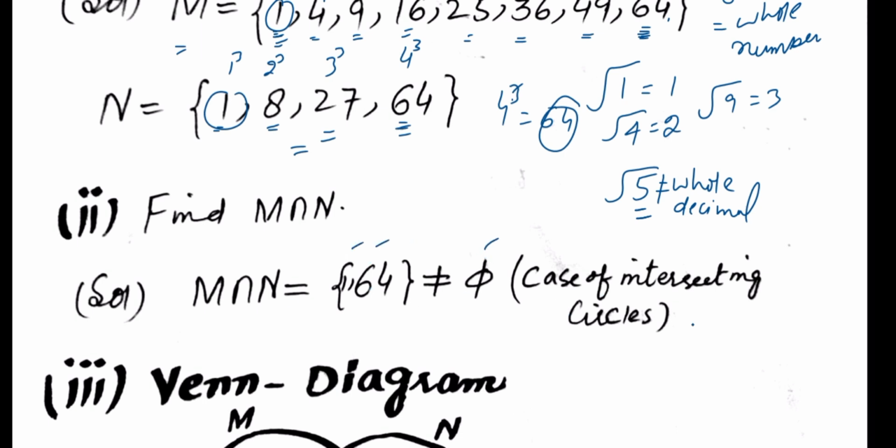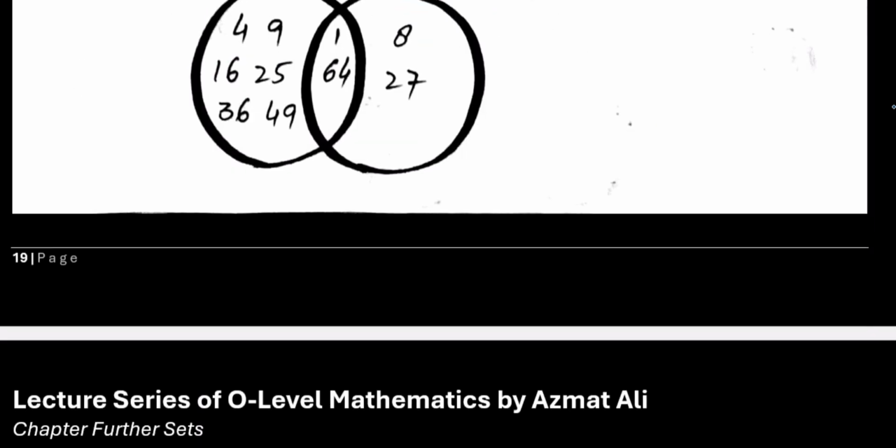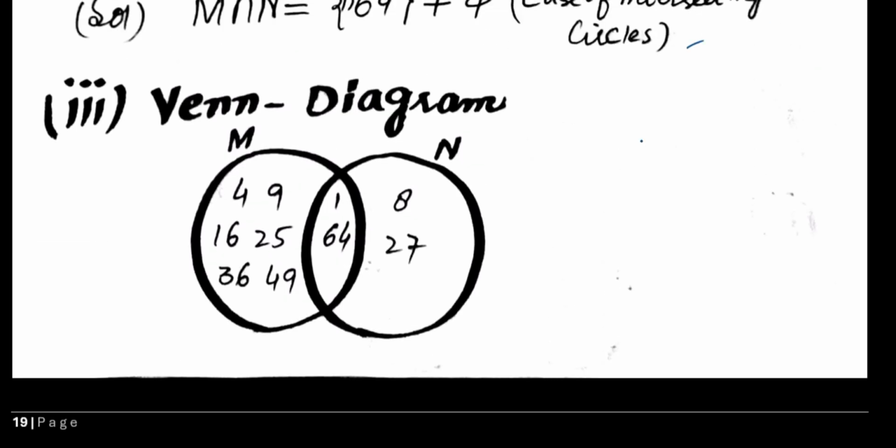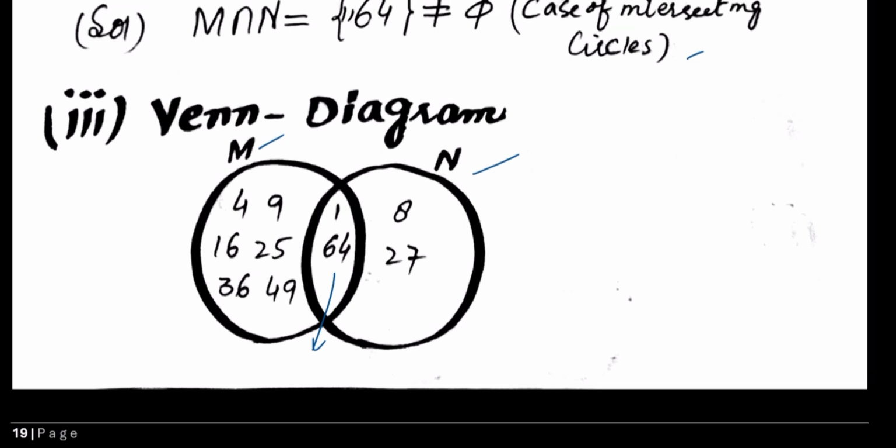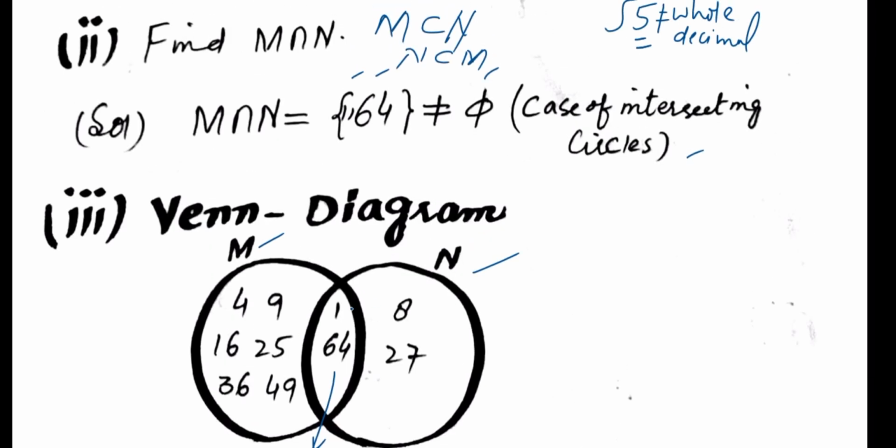This is the case of intersecting circles. You can see here, neither M is a subset of N nor N is a subset of M, and their intersection is non-empty. So this is the case of intersecting circles. This is my first set M and the second set is N. This represents the common area of both sets. The remaining elements in set N, after deleting 1 and 64 from both sets, are 8 and 27, and set M has these 6 elements here.